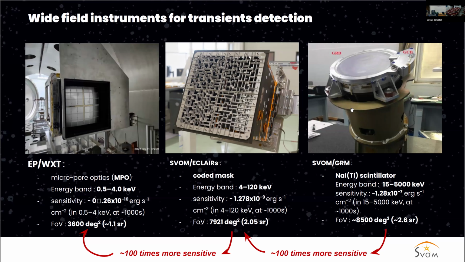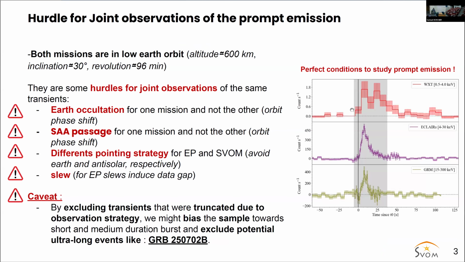For ECLAIRs, it is a rule of thumb, but the rule of thumb is to say that the sensitivity is 100 times less than that of EP-WXT, but for a field of view that is 2 times larger. And for SVOM GRM, sorry, the sensitivity is 100 times less than that of ECLAIRs, but with a field of view of around 2.6 steradian. So for this analysis, we focus more on the prompt emission.